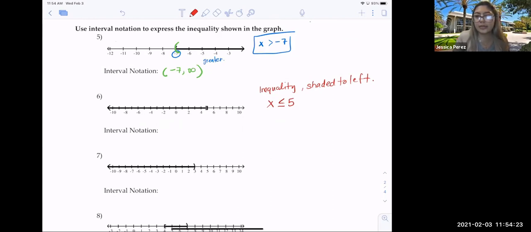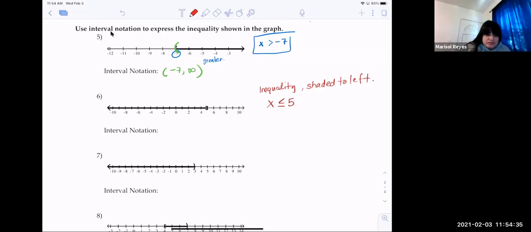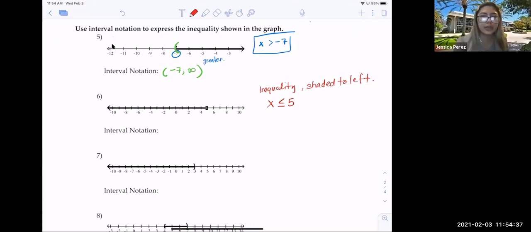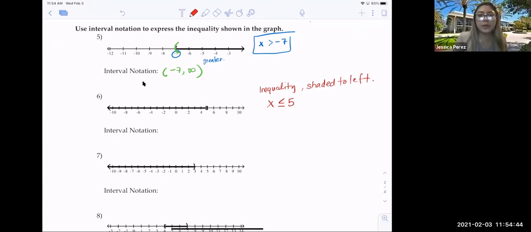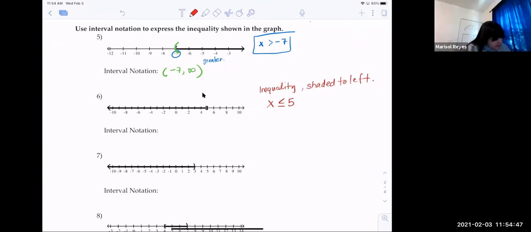Let me go ahead and call on someone else. Marisol, are you in here? Marisol Reyes. I'm here. So what would be your interval notation for 6? Parentheses, negative infinity, and 5, close bracket. Exactly. That is correct.